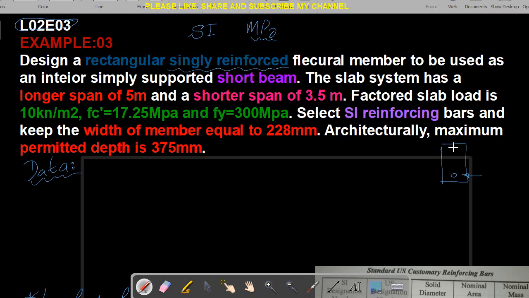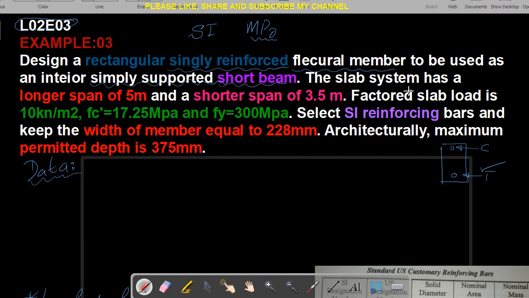In a doubly reinforced section, we will provide steel reinforcement in the compression region, while if we provide reinforcement only in the tension zone, this is called a singly reinforced section. We have a flexure member, right? A bending member to be used as an interior simply supported beam. This point is important. It is a simply supported short beam. We have a longer beam, we have a shorter beam.